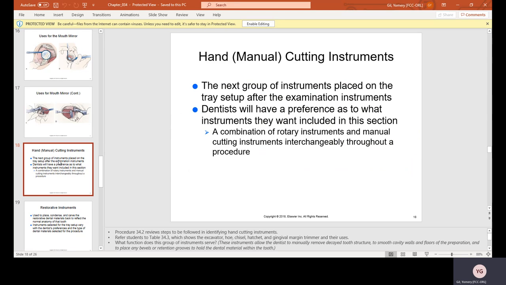Hand manual cutting instruments are the next group of instruments placed on the tray setup after the examination instruments. The dentist will have a preference as to what instruments they want included in this section. So a combination of rotary instruments and manual cutting instruments are used interchangeably throughout a procedure.